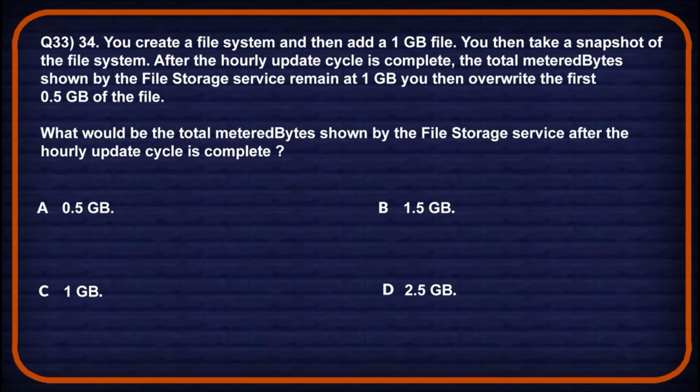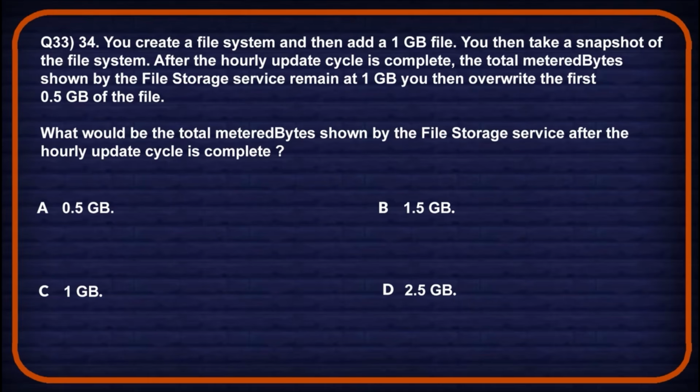Okay, let's look into question number 33. You create a file system and then add a 1 GB file. Then take a snapshot of the file system after the hourly update cycle is complete. The total metered bytes shown by the file storage service remain at 1 GB. Then you overwrite 0.5 GB of the file. What should be the total metered bytes shown by the file storage service after the hourly update cycle is complete?